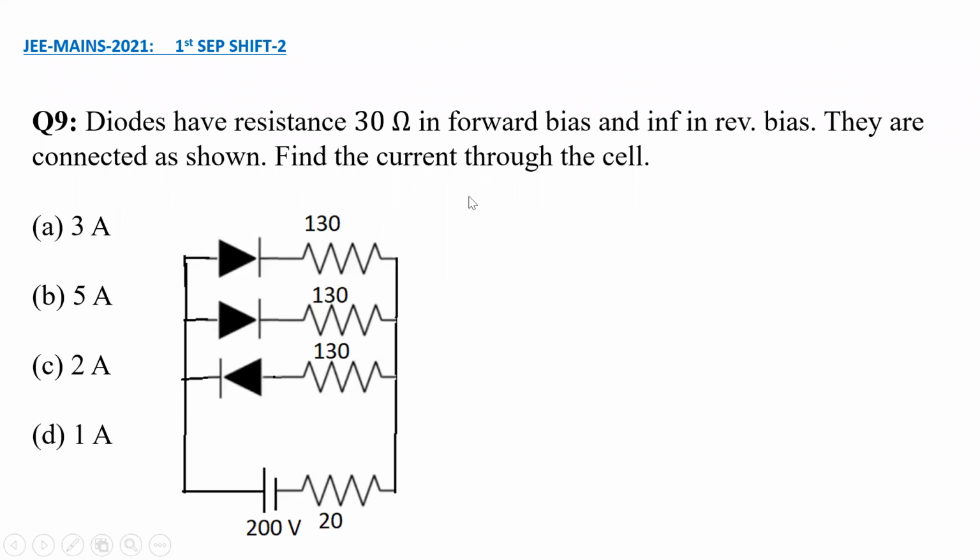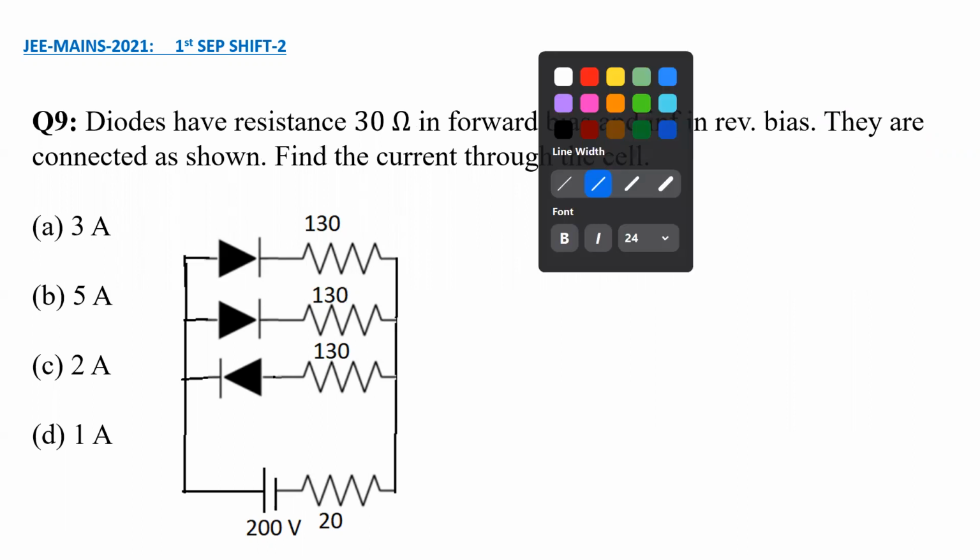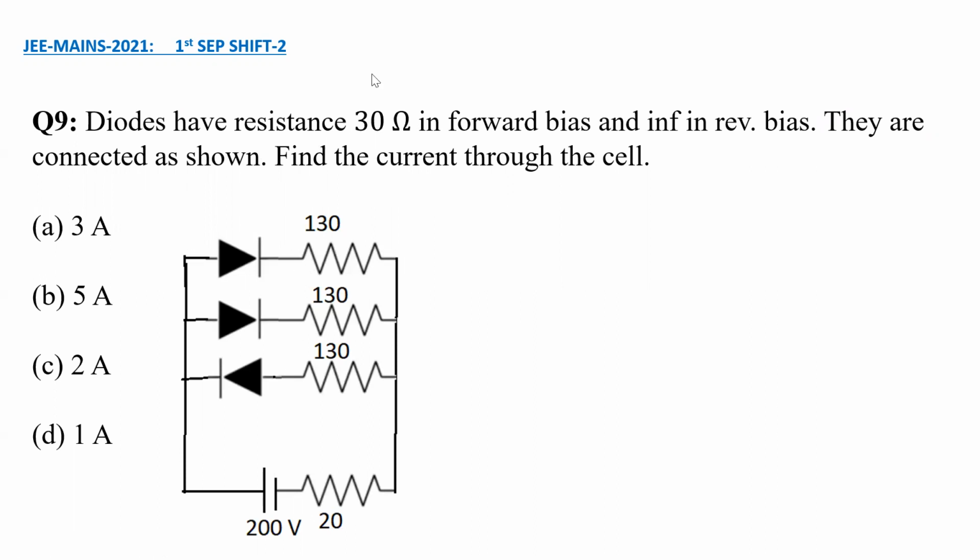So in this question, we can clearly see that there will be no current along one of the branches, which is in reverse bias. And in this branch, the current will be based on the total resistance, which is 30 and 130. And in this also, the diode will be like a resistor of 30 ohms. So the total resistance here is 160, here also is 160. And here there is no current flowing through this branch, and we can remove this as well.